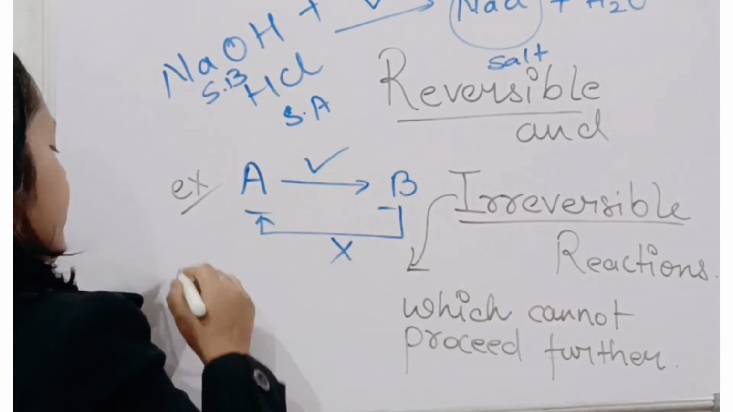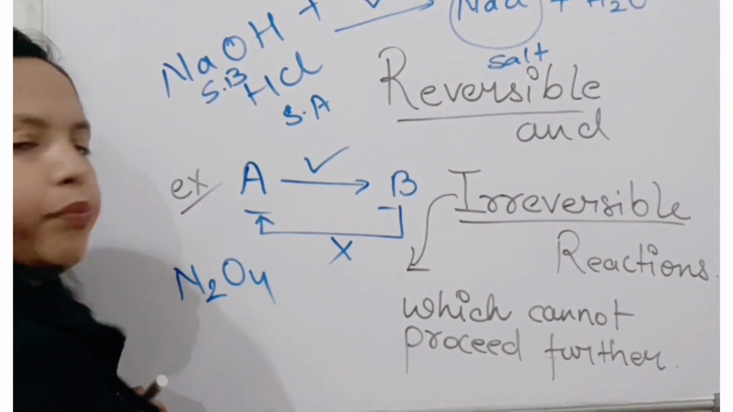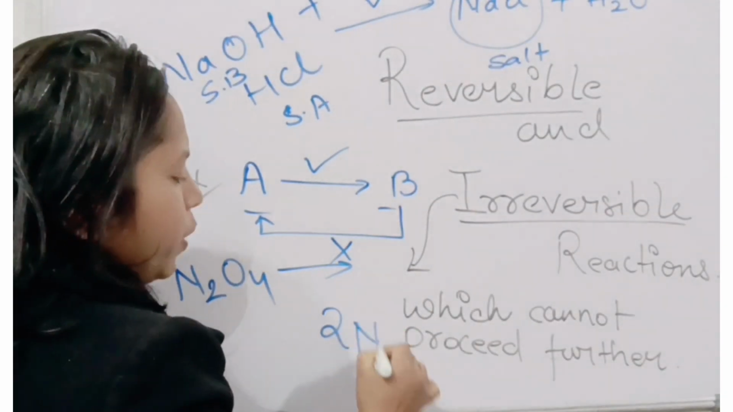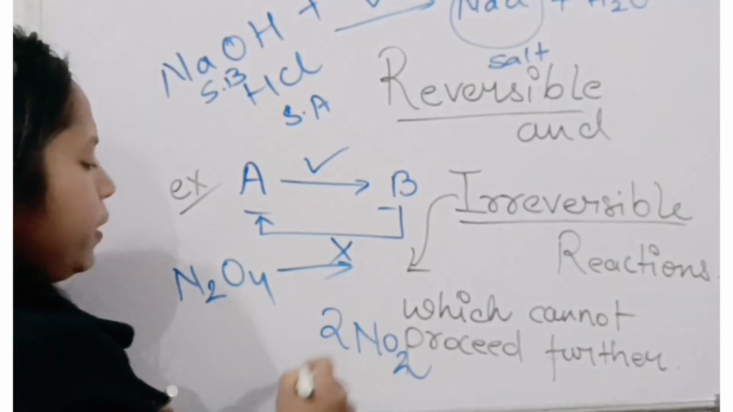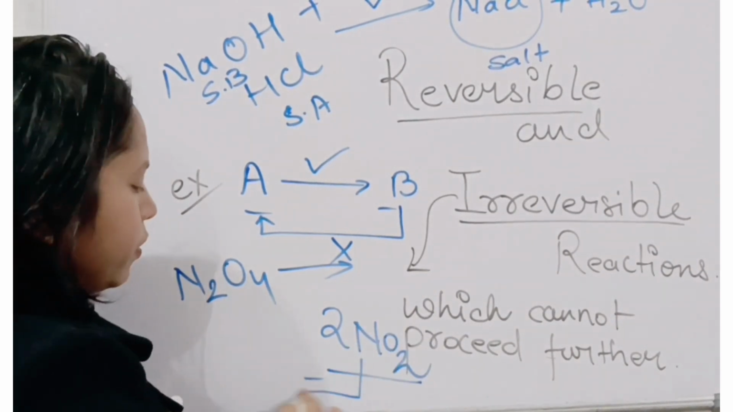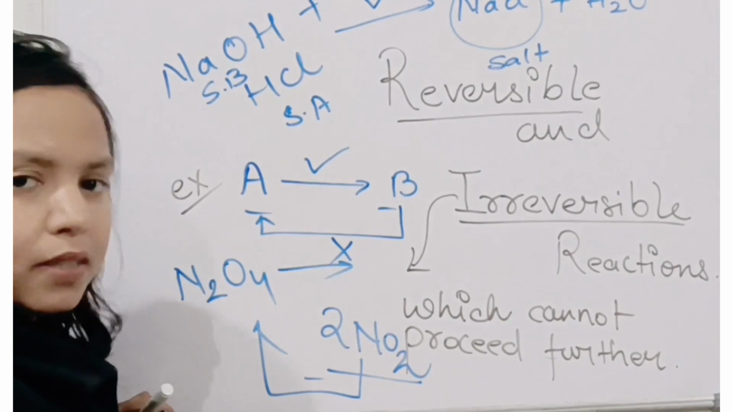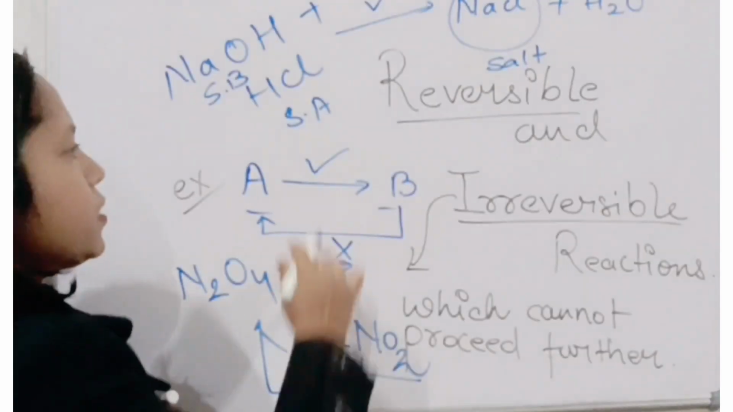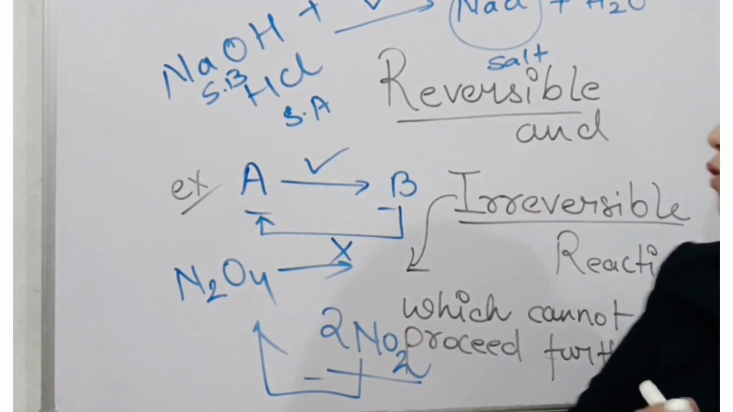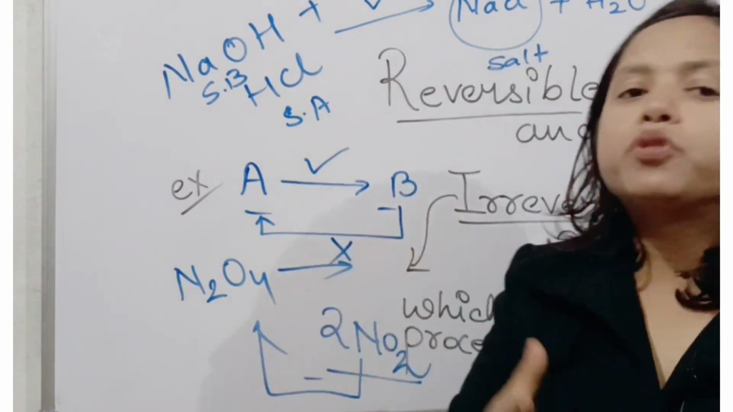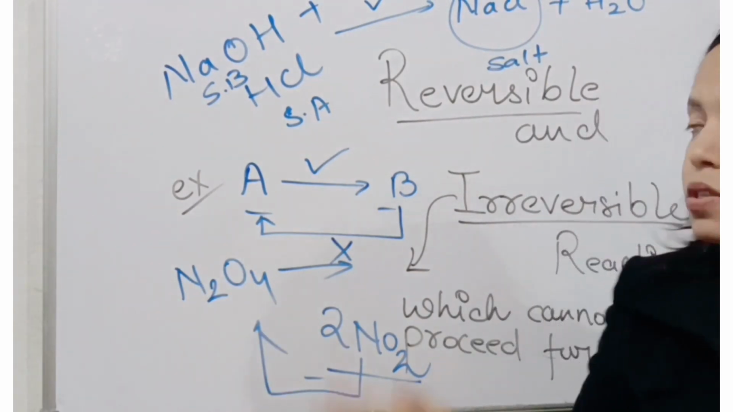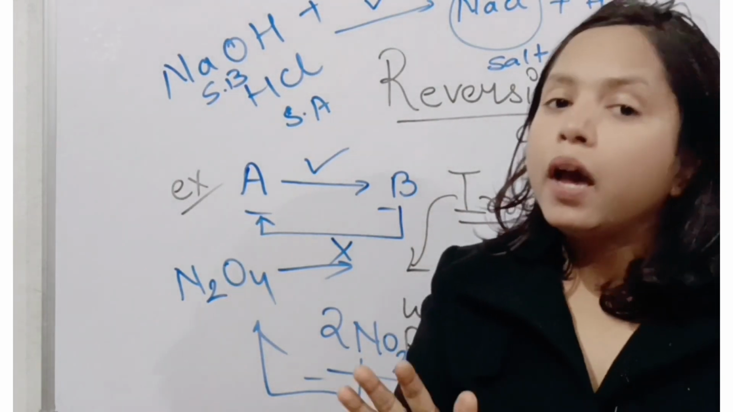Okay, let's take another example. For example, N2O4, what will it form? It will form 2NO2, right? But what happened? If you want to reverse this reaction, this is not going to be possible. So this kind of reaction which cannot proceed further, or once the reaction has happened, you are not going to change it back to its original reactant molecules. So those kinds of reactions are known as irreversible reactions.